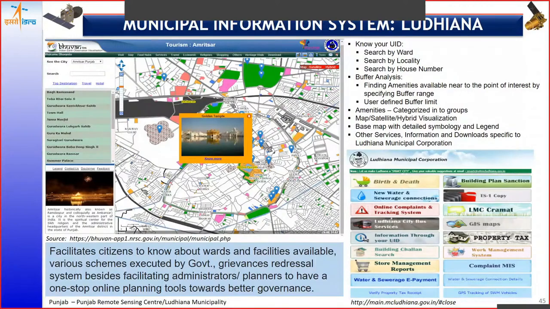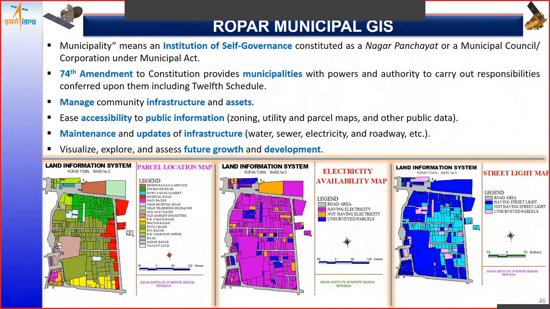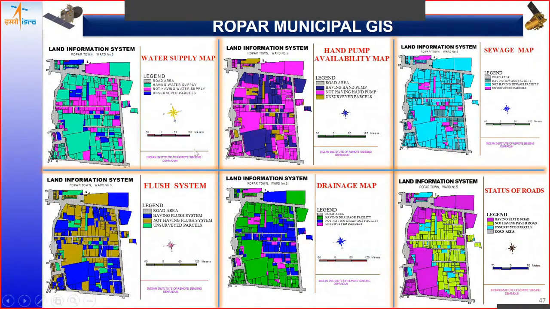Another example is the Municipal GIS, where in the municipal area several kinds of facilities have been mapped, and also the beneficiaries, their locations are available, and that will serve as the Municipal GIS. For example, the parcel boundary, electricity availability, which areas have electricity, street lights, which areas have the street light facility, where the water supply is available, and other facilities available in urban areas.